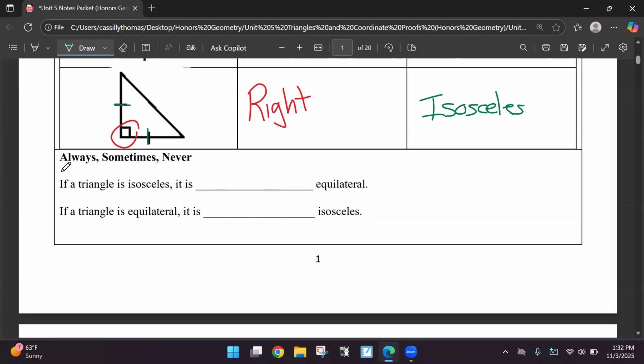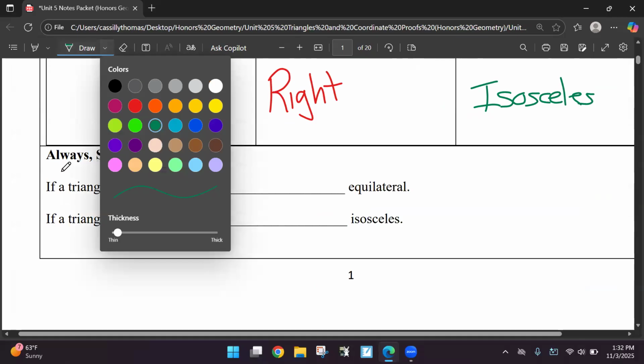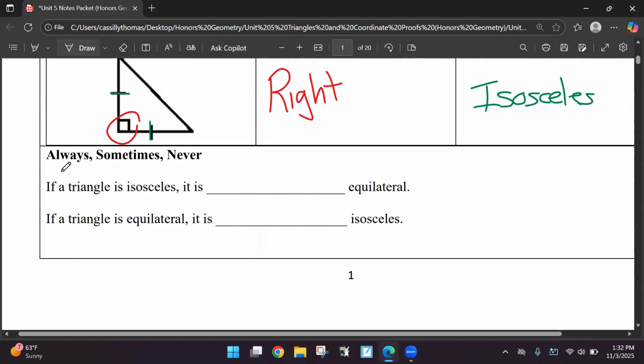All right, the next one. So these problems are always, sometimes, or never. I'll tell you right now, you're going to have at least one of these, probably three of these on your test, maybe even on your quiz. So put a little star next to these. These really make you think.